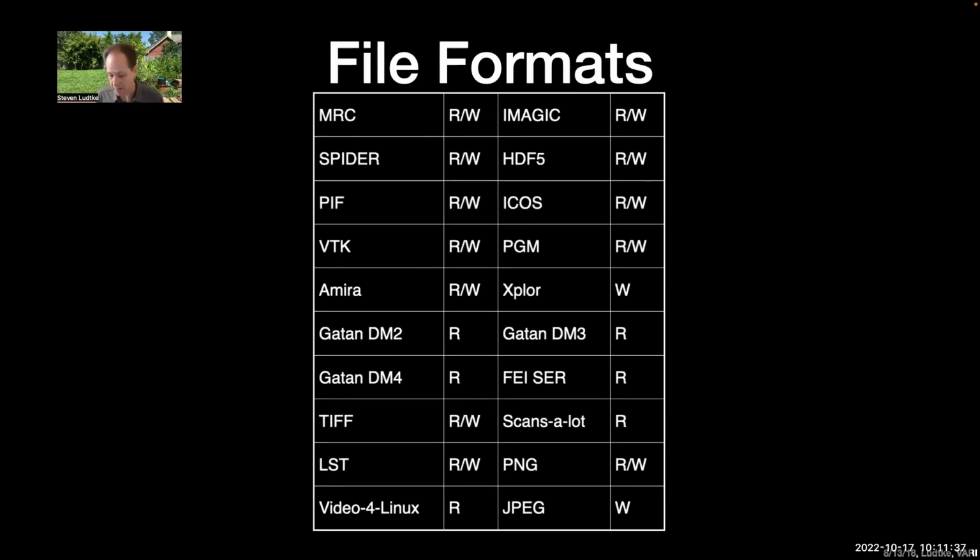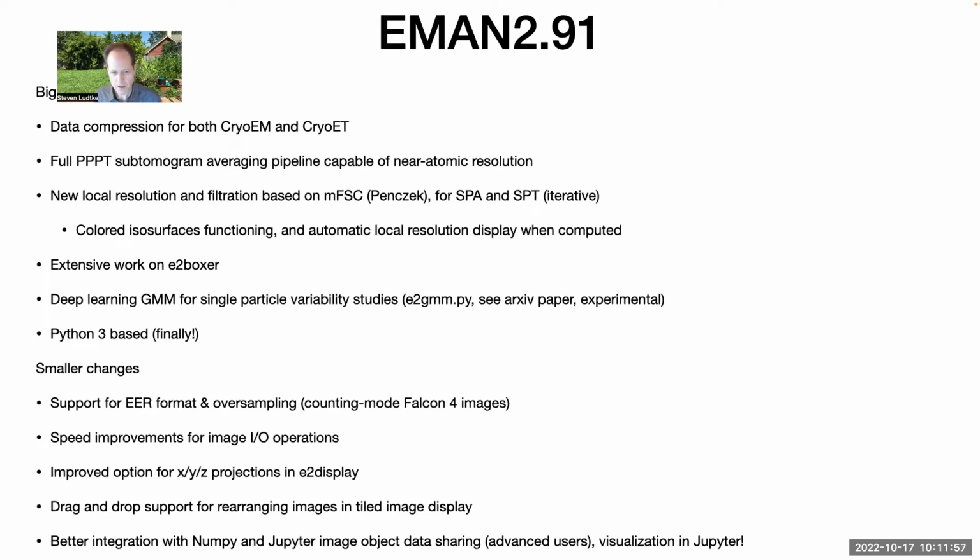Here's a list of the main file formats that EMAN supports. There's a wiki page which has a more exhaustive list of everything. There are a few things excluded from this list, including some of the newer formats which are supported. They're just not in this list, like the EER files that come out of the new Falcon 4 cameras and stuff like that. Those are supported.